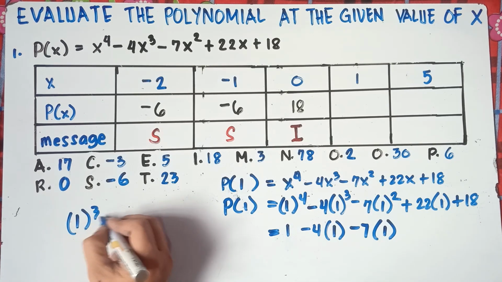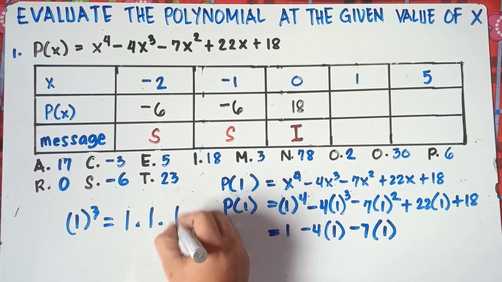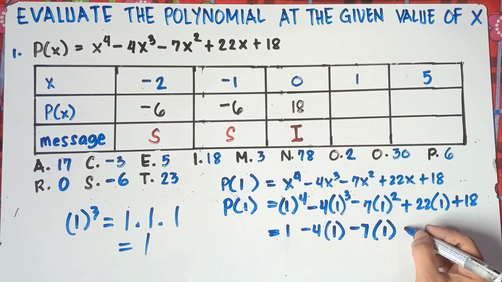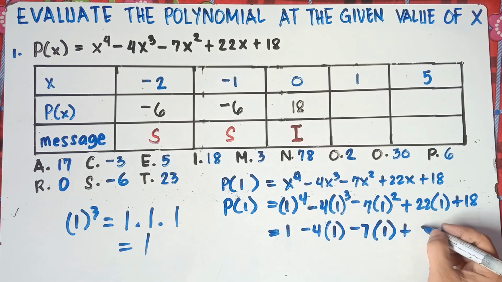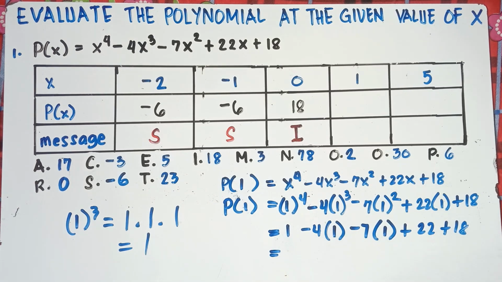1 raised to the power of 3. It doesn't mean 1 times 3. It means 1 times 1 times 1. And 1 times 1 times 1 is still 1. Positive 1. Then plus 22 times 1 is 22. Then plus 18. Alright, so simplify this one.